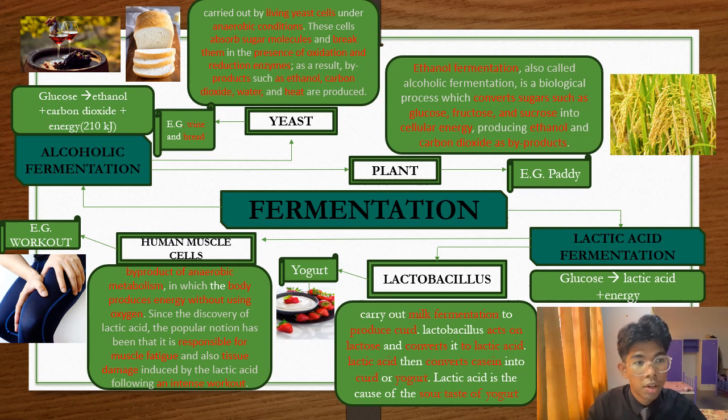Lactobacillus is an example. Lactobacillus carries out milk fermentation to produce curd. Lactobacillus acts on lactose and converts it to lactic acid. The lactic acid then converts casein into curd or yogurt. Lactic acid is the cause of the sour taste in yogurt.